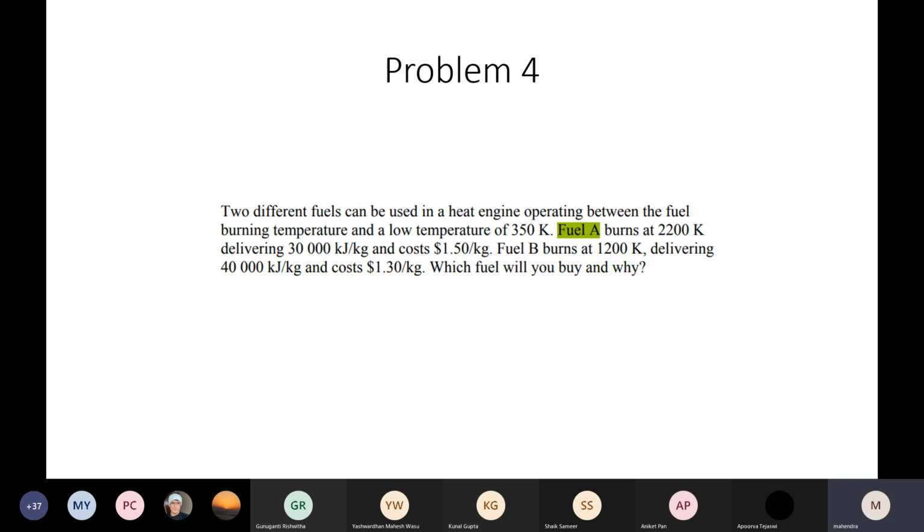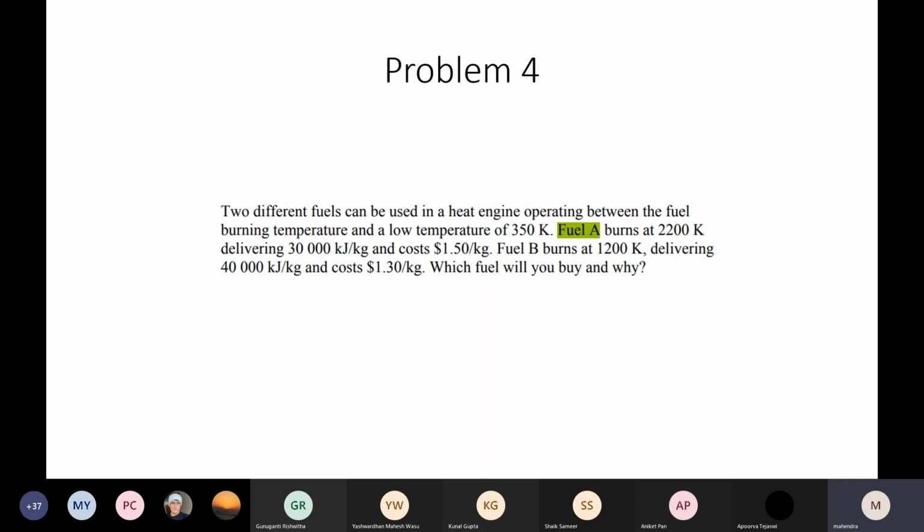Okay, so here we have 2 different choices. Fuel A, fuel B, but both the fuels are behaving differently. Whatever the maximum possible temperature we can obtain here for fuel A is 2200 Kelvin, whereas for fuel B it is very much less, it is 1200 Kelvin.